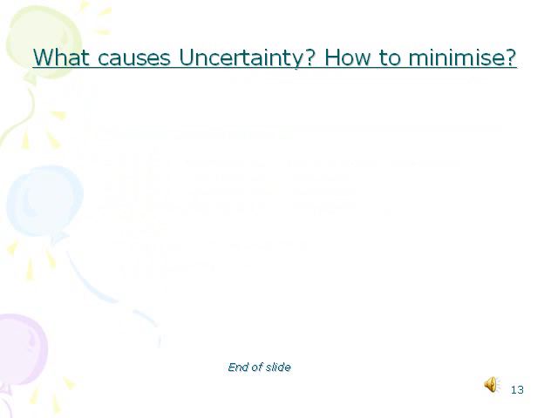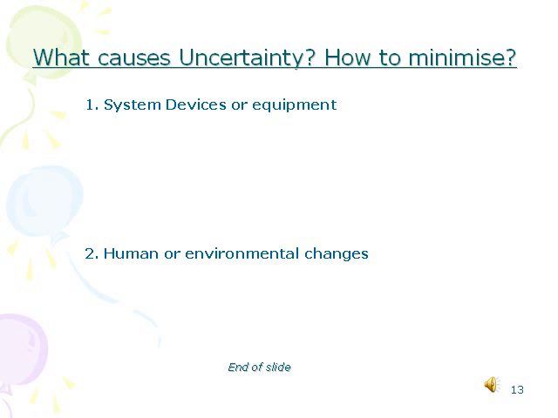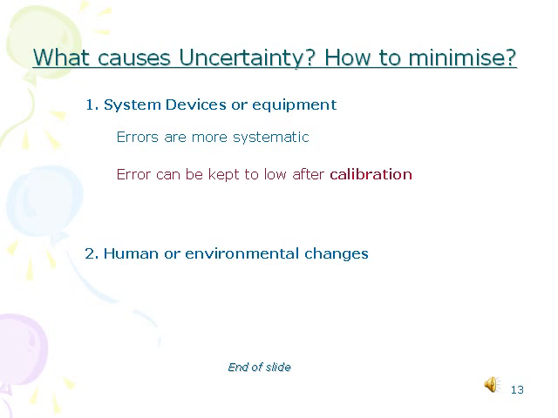We have done quite a lot of examples in uncertainty. What causes uncertainty? There are only two reasons: uncertainty caused by the system, or uncertainty caused by humans or environmental changes. If the uncertainty is caused by the system, the error usually is very systematic. How to minimize it? There are only two ways. One is by calibration. The second method is to read the zero error.